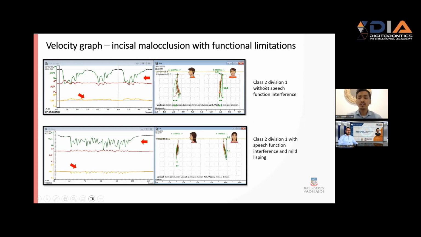But you can see right here that for a person with class 2 division 1 malocclusion without speech or functional interference, the left and right jaw movements or the lateral excursions are usually very baseline, because phonetics usually focuses on the vertical and the anteroposterior movement, not the lateral. But for someone who has a class 2 division 1 with a speech function interference and mild lisping, you will find that the anteroposterior movement and the lateral movement are very prominent or pronounced during the entire process.